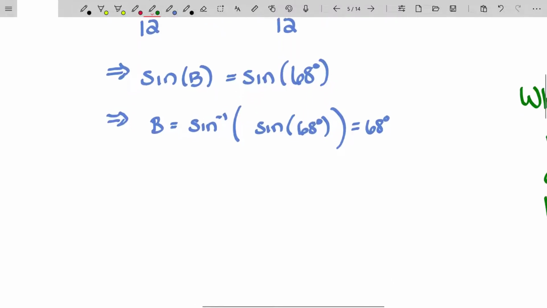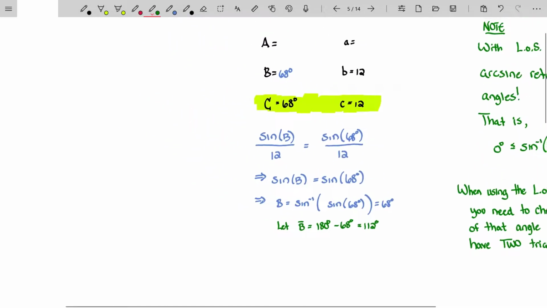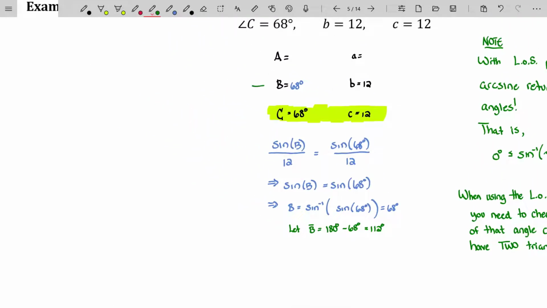So I say let B bar equal the supplement of that 68 degree angle. That is, it's 180 minus 68 degrees. Well, 180 minus 68 degrees is 112 degrees. Okay, the question is, could we have built a second triangle with 112 there instead of 68? And the answer is absolutely not.